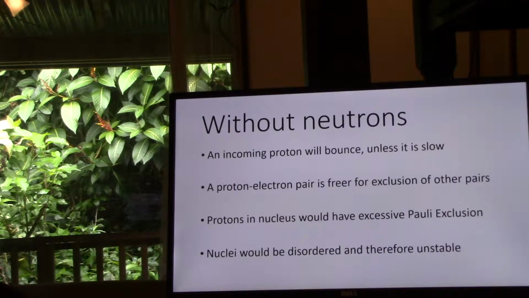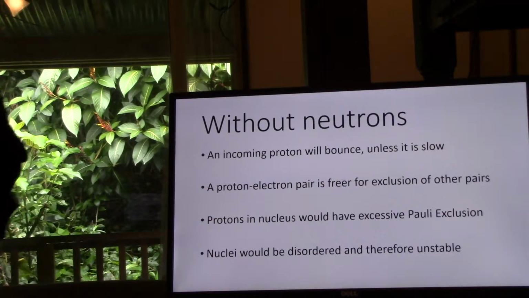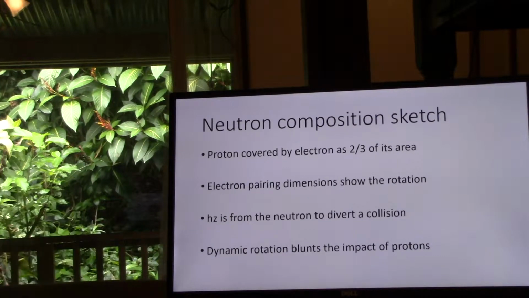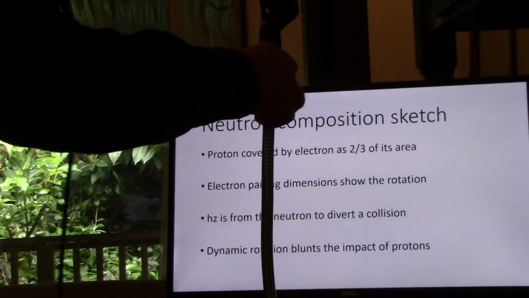If the protons and nucleus have excessive amount of exclusion capabilities, then the nuclei will become kind of unstable and disordered. So there's a composition sketch here I wanted to show you. I'll just pull this over here and show you this sketch.